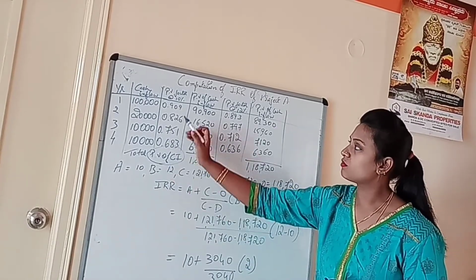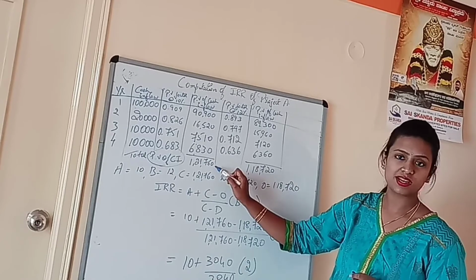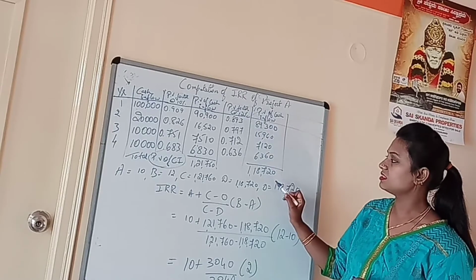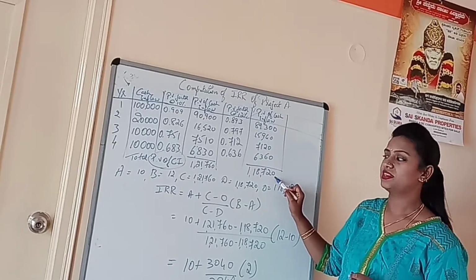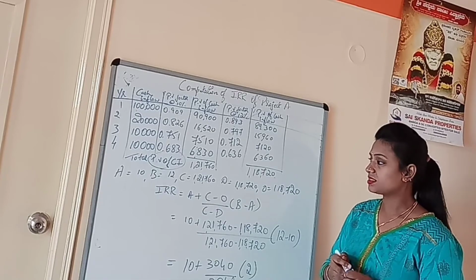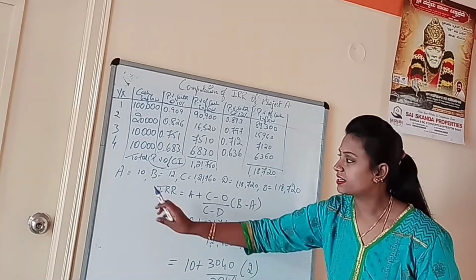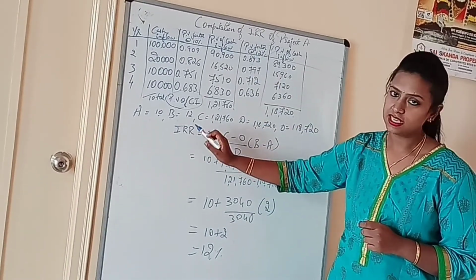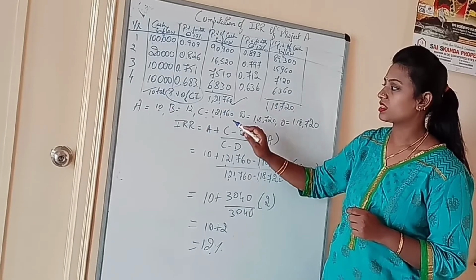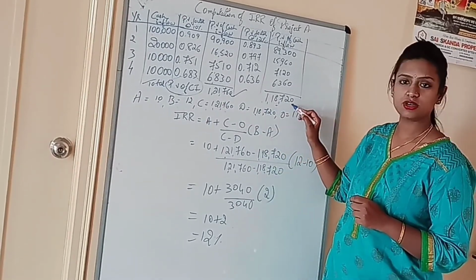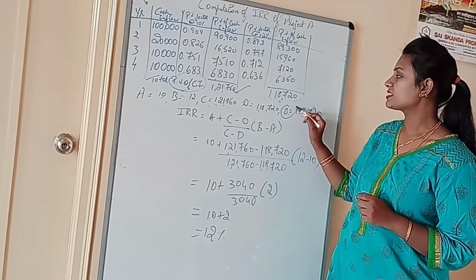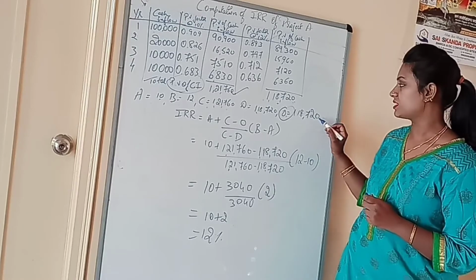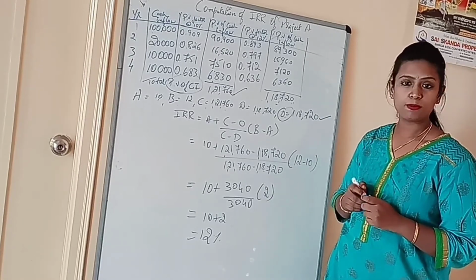So total PV of cash inflow for 10% discount factor is 1,21,760 and total PV of cash inflow for 12% is 1,18,720. Okay, so now let's see what are the things we have calculated. A would be 10%, that is low trial. B will be 12%, that is high trial. C is equal to 1,21,760. D is 1,18,720. Now O is nothing but original investment. Okay, so original investment is already given in the question. So it is 1,18,720 for project A.